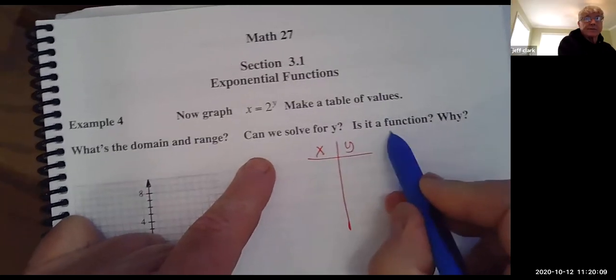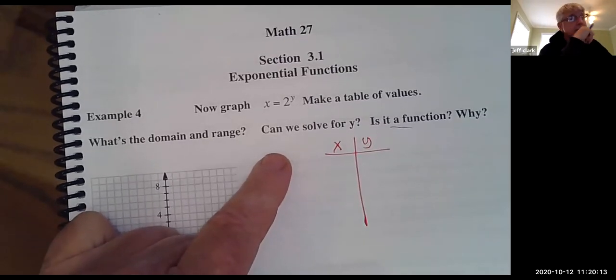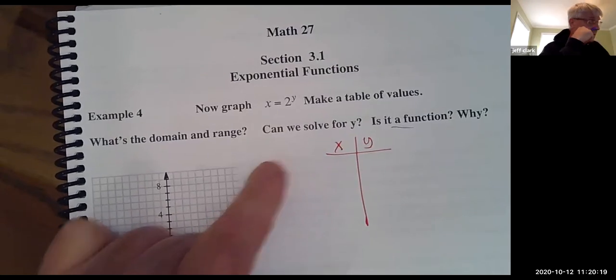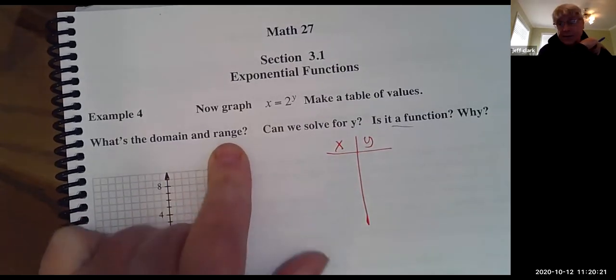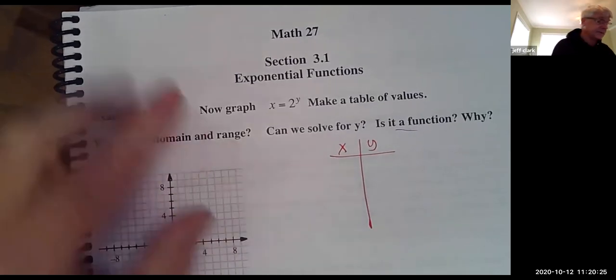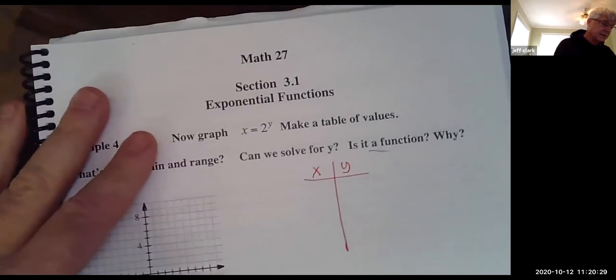Eventually, we're going to wonder if it's a function. Now, remember, a function passes the vertical line test, or for every input, there's exactly one output. So to answer the domain and range, I want to see if it's even a function first, but I have to plot points because I don't know how to get y by itself.